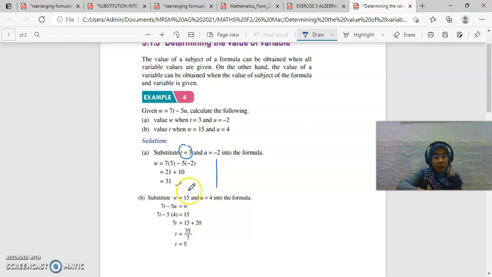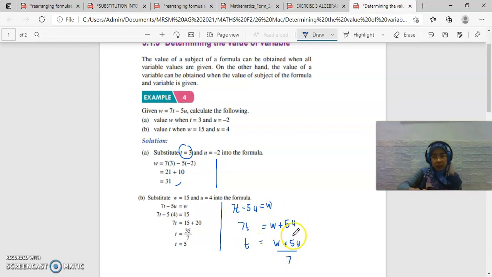Okay, so next question is the value of t when w is equal to 15 and u equal to 4. For this part, t is not the subject, so to make it easier, you rearrange the formula and make t as a subject. This is another way from the given one here. So I swap first and I take t as a subject. 7t, bring 5u to the other side will be positive, so plus 5u, and then I bring 7 to the other side, it will be division.